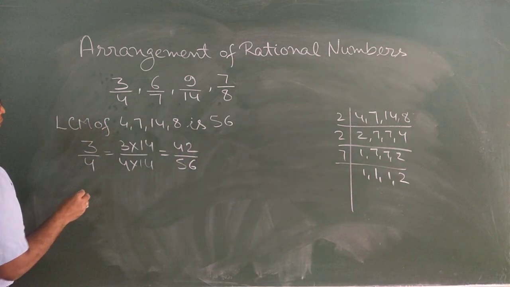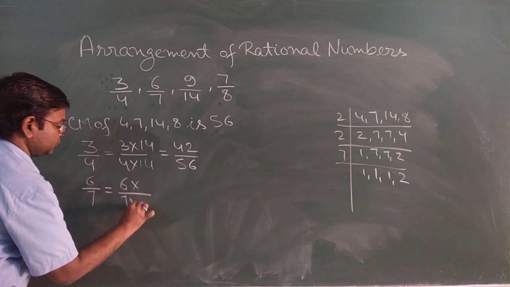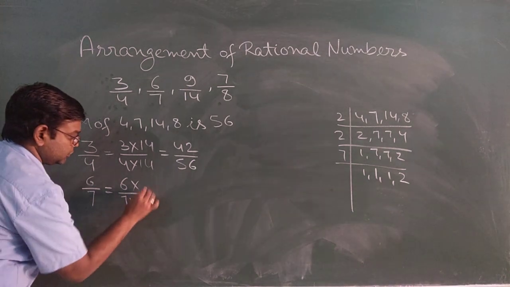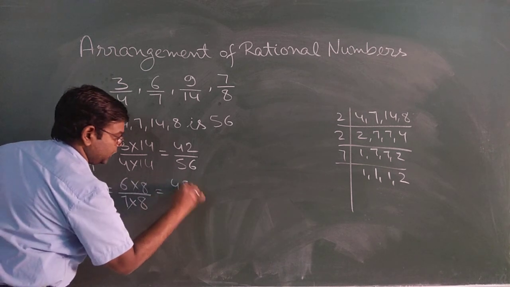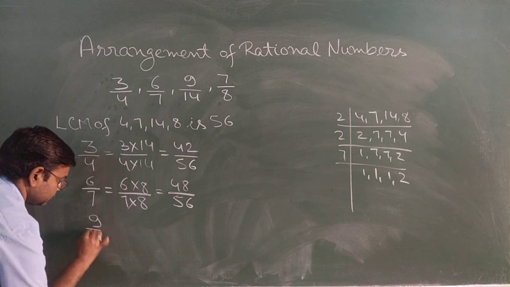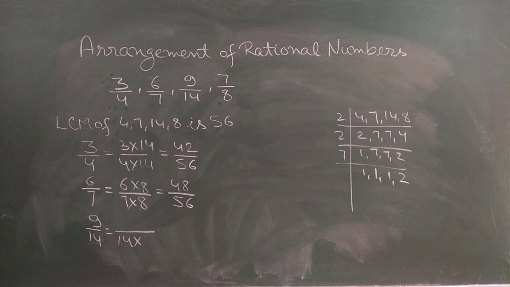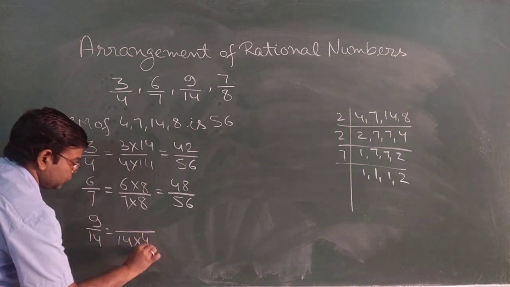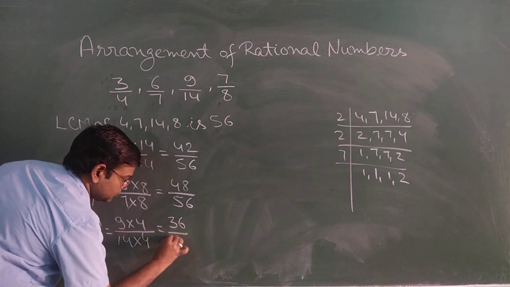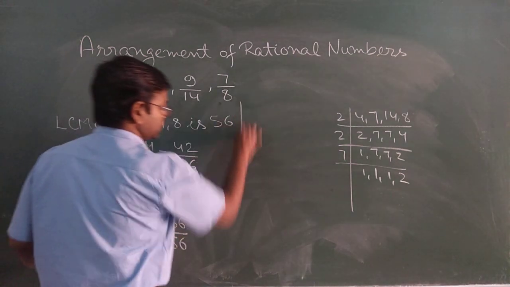Similarly, 6 upon 7: 6 into 8, 7 into 8, so 48 upon 56. Similarly, 9 upon 14: 9 into 4, 14 into 4, that is 36 upon 56. Then come to this part.